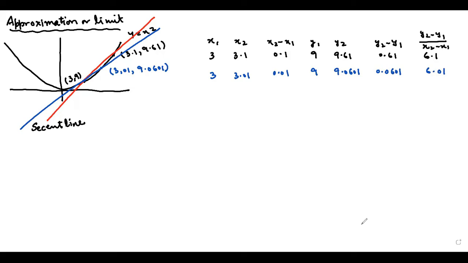Now we will shift this point more closer to the fixed point P. Now let the point be 3.001, and the value of y will be 9.006001. The new line is this.